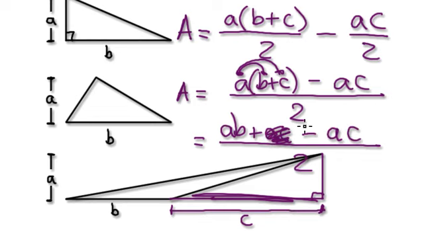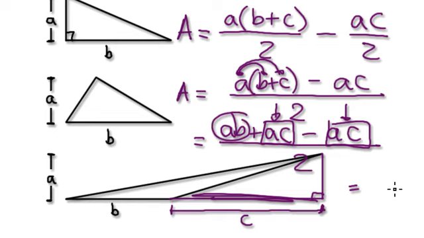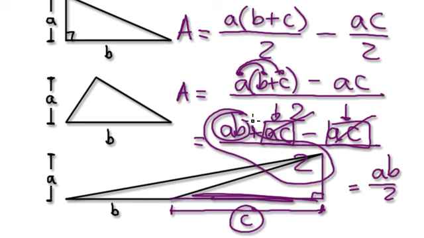Can you see that these two will get killed off? Because this here is exactly the same as this here, these two will just get killed off here, leaving you AB over 2. So as it turns out, can you see that the C here naturally gets killed off, leaving you just AB over 2.